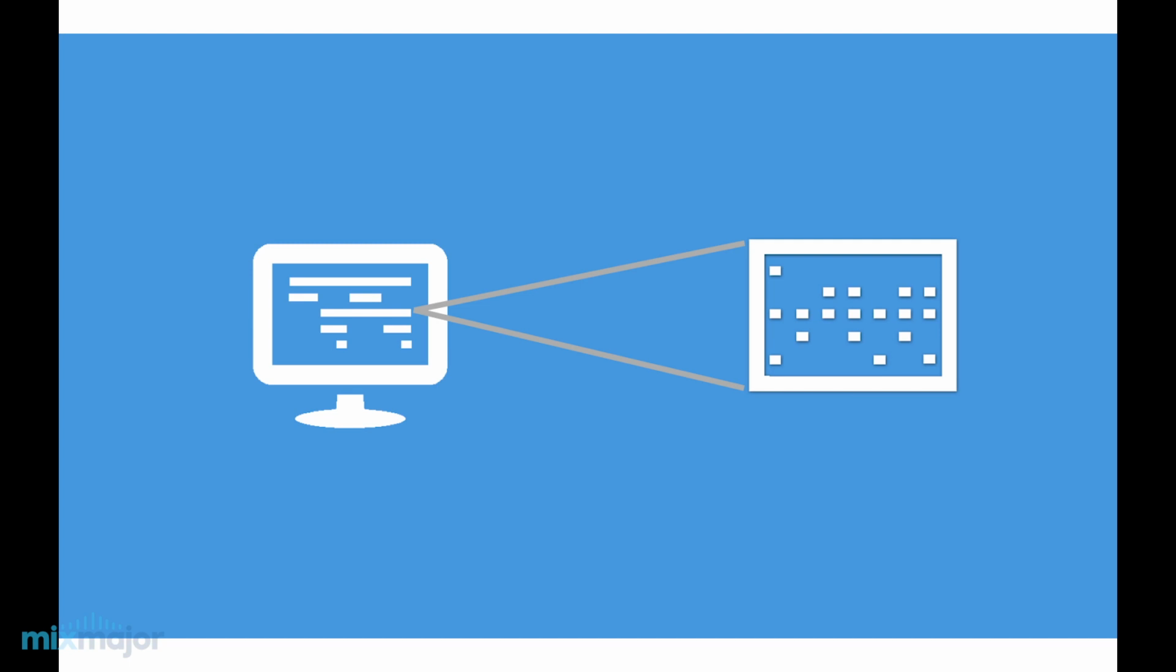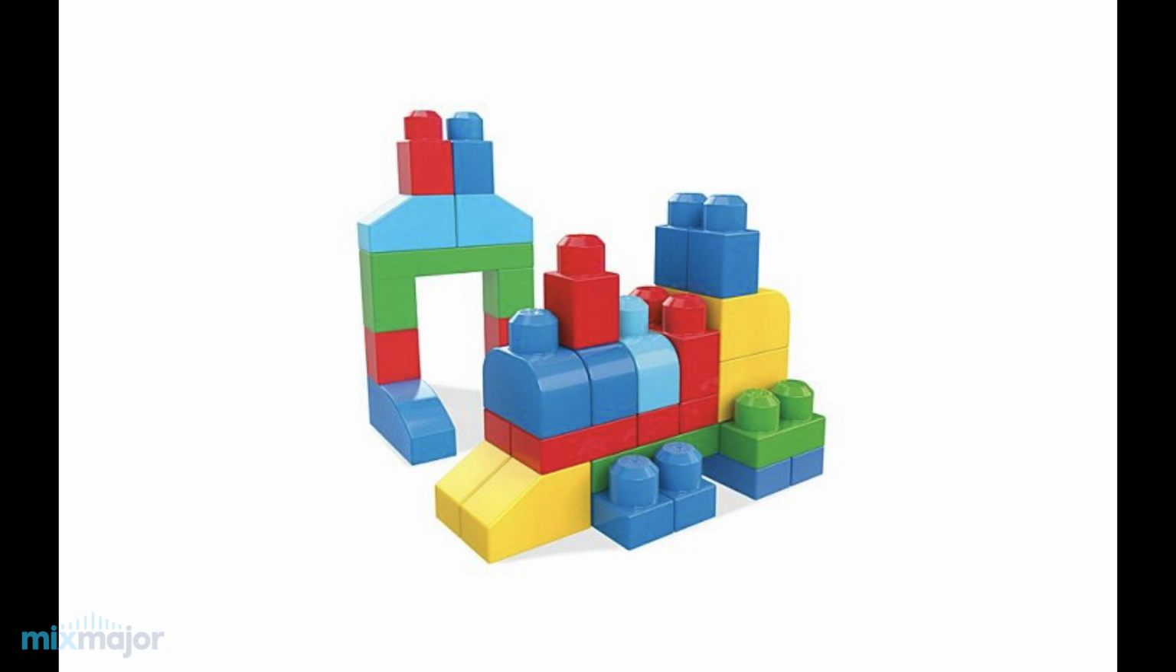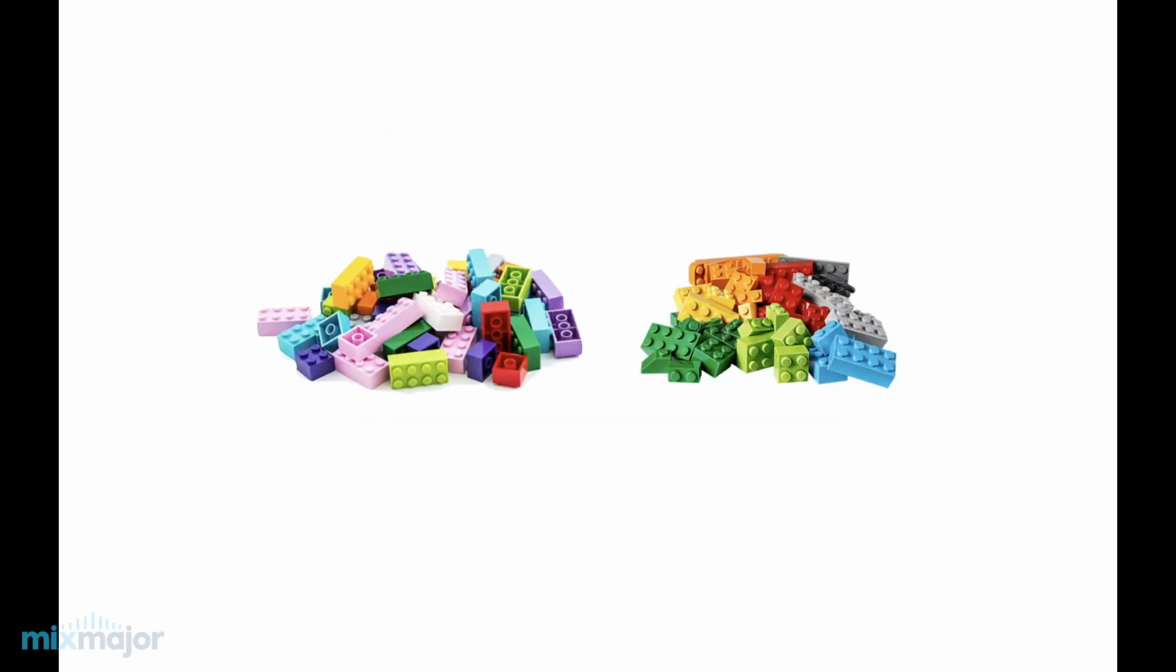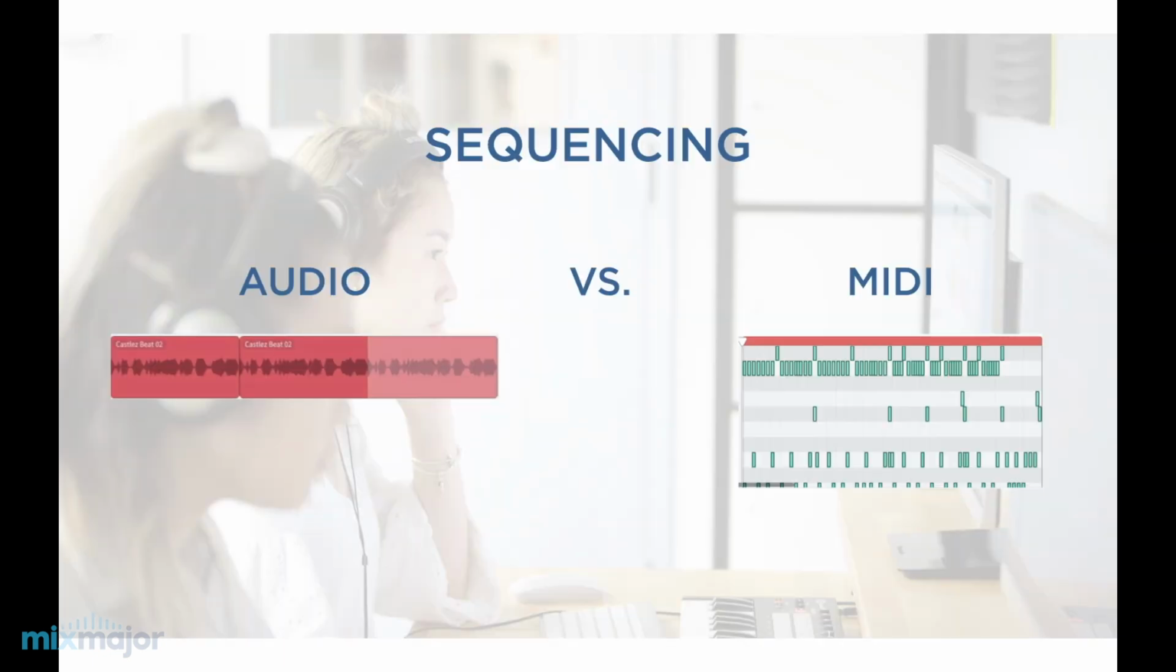After students have completed some of these loop-based compositions, it's time to move on from pre-made loops to creating each of these components note by note. This is the equivalent of moving them from larger size Lego blocks to smaller ones. To understand how this works, you'll need to understand the difference between sequencing audio and sequencing MIDI.